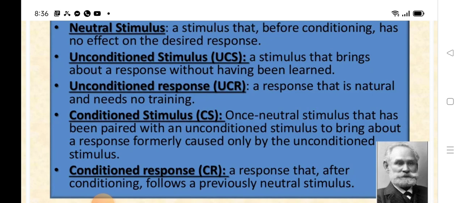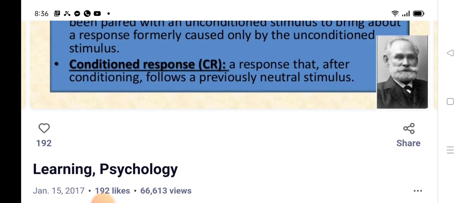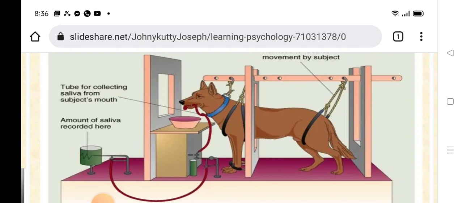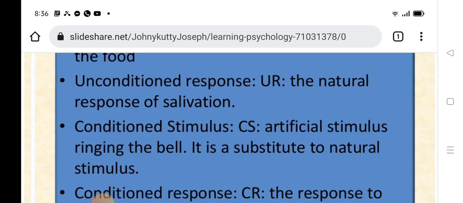Conditioned stimulus, what does it mean? Conditioned, this is a learned one. Once a neutral stimulus has been paired, and this is a very important word, pairing, with an unconditioned stimulus, it brings about a response formerly caused only by the unconditioned stimulus. Here I'm ringing the bell whenever I put the food for my dog. Conditioned response: the response that, after conditioning, follows a previously neutral stimulus. So my little dog will do what? Will salivate. As we saw together before.